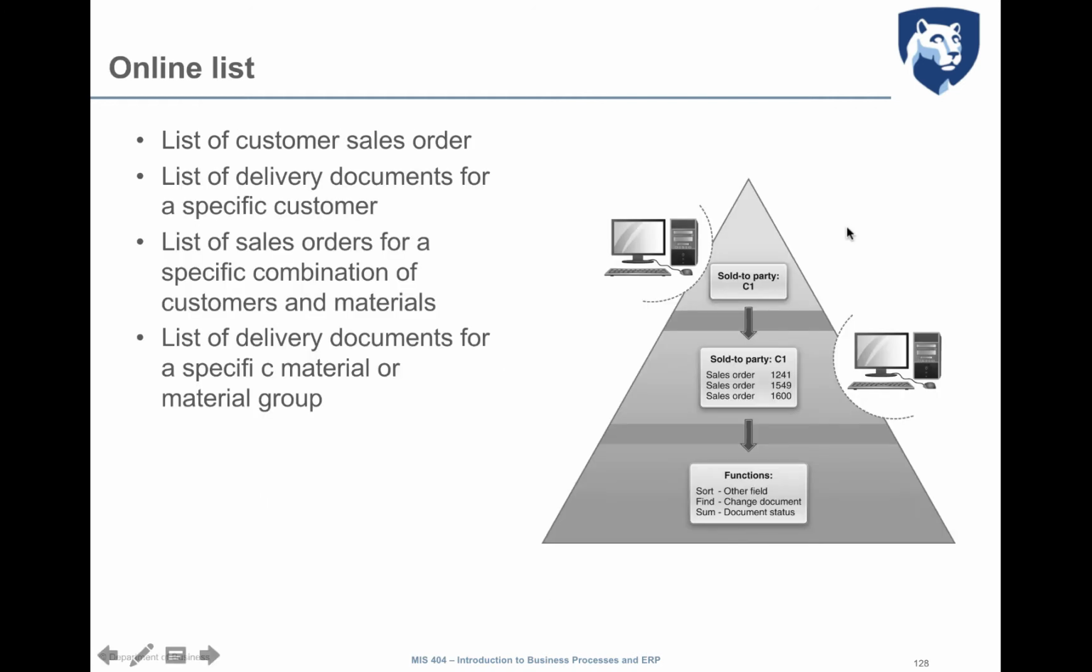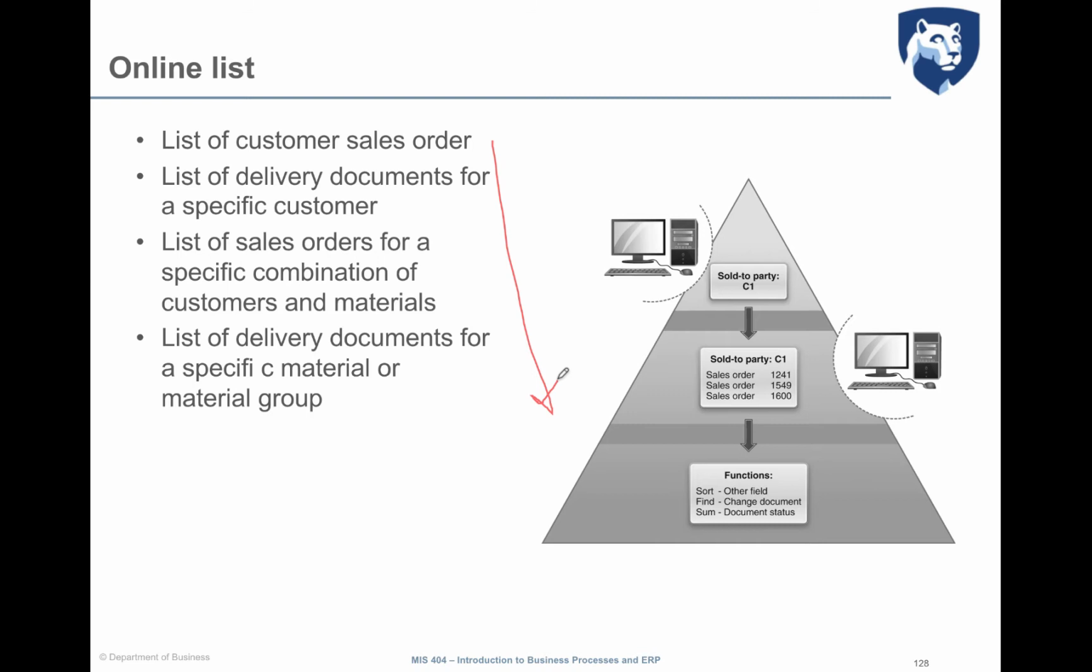Online lists instead are used to generate lists of documents associated with specific master data. In the context of fulfillment, any of the documents which I've discussed so far can be displayed for a specific customer or material, or a combination of the two. So, for example, you can list the sales orders related to the customer, the specific delivery documents related to the customer, or the specific delivery documents related to a material, or a list of sales orders for a specific combination of customer and materials, and so on.